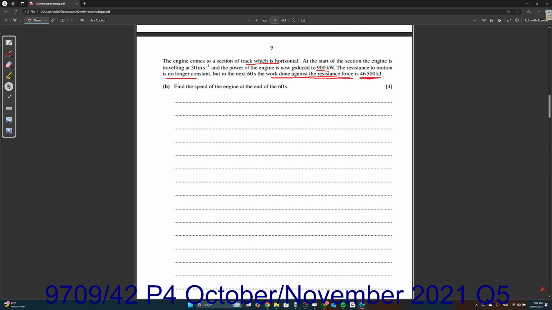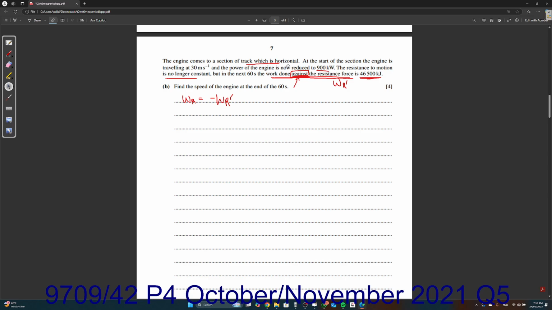Work done against the resistance force. What does this mean? Work done by the resistance force is equal to negative, let's call this, I don't know, R prime, work R prime. Yeah, it's equal to negative work R prime. Why? Because we're saying it's against.